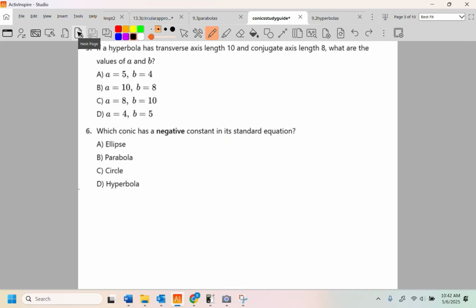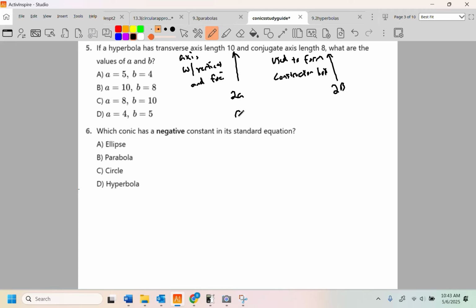All right, if a hyperbola has a transverse axis of length 10 and a conjugate axis of length 8, what are the values of a and b? Okay, so the transverse axis is the axis with the vertices and the foci. The conjugate axis is used to form our construction box. Anyways, this 10 is twice a, and this 8 is twice b. So a is going to be 5, and b is going to be 4.